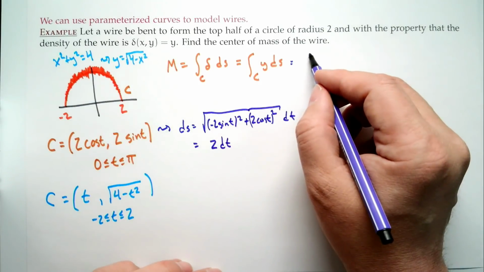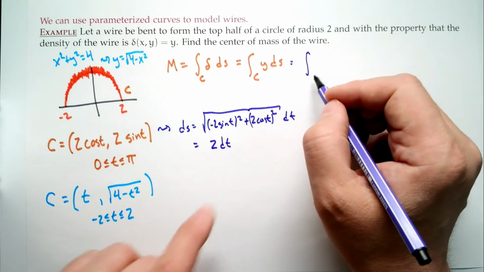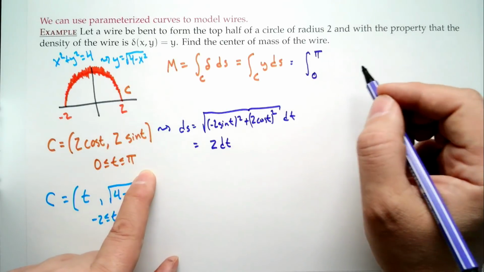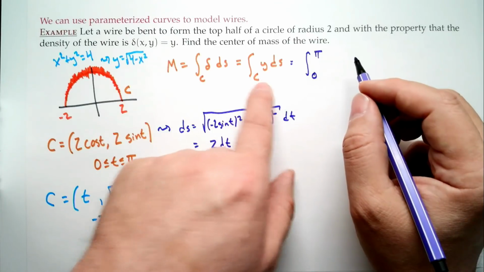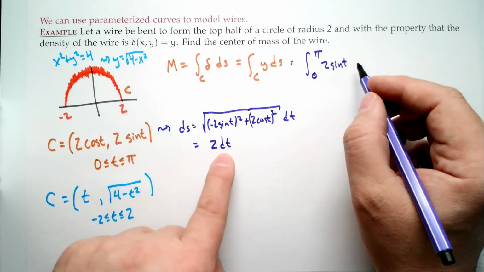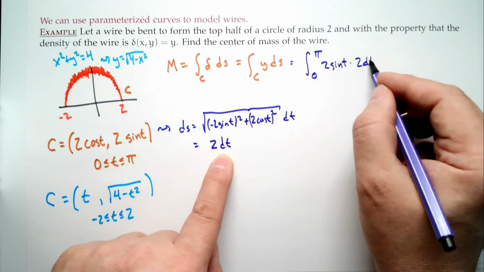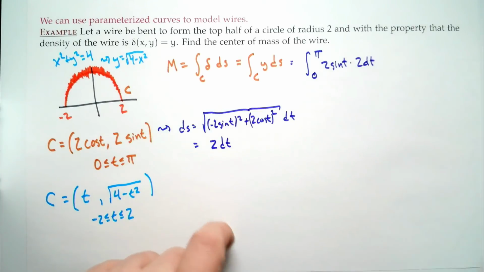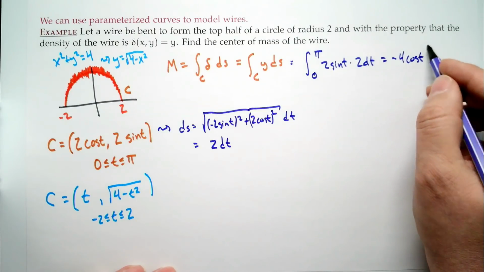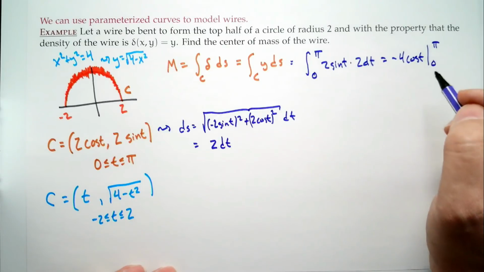So we get the integral. Our time goes from 0 to pi. And y will be 2 sine of t, and ds will be 2 dt. So we get the integral of 4 sine of t. What is the integral of 4 sine t? Negative 4 cosine t, evaluated from 0 to pi.